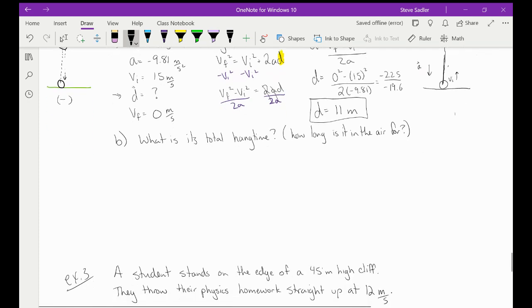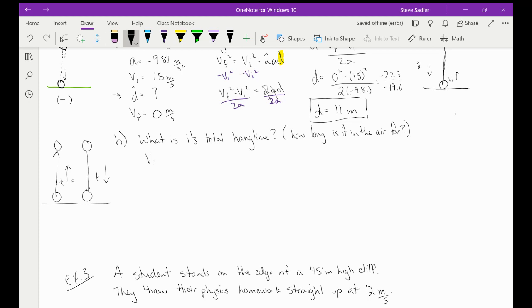All right, what is its total hang time? How long is it in the air for? Again, we are only going to look at the first half of this problem. You can think of this problem as the football goes up to the top, and then the football falls back down to the ground. There are two halves of this problem. Because we're not dealing with air friction, the time to go up is going to equal the time to come down. So if we know the time to go up, we can just multiply it by 2 to get the total time. Hopefully that made sense.